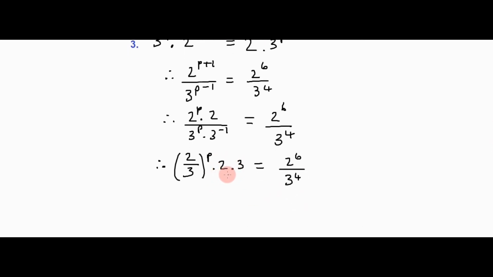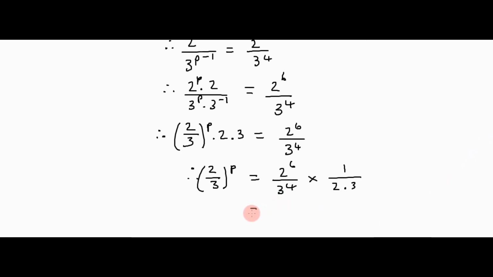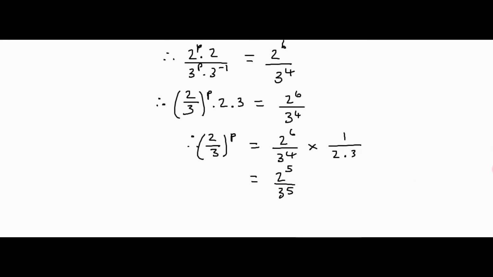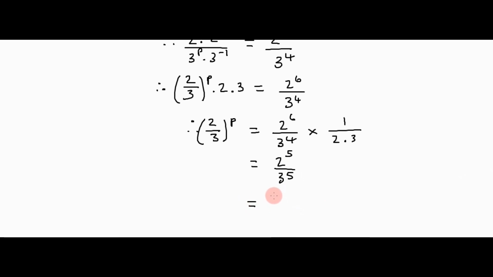Now we want to get rid of the 2 and the 3 here. So we can divide 2 and 3 into the right-hand side. So it's the same as multiplying by the inverse. In other words, multiplying by 1 over 2 times 3. 2 to the 6 divided by 2 is 2 to the 5 when we subtract the powers. And 3 to the 4 times 3 is 3 to the 5. So the right-hand side we can write as 2 over 3 all to the 5.